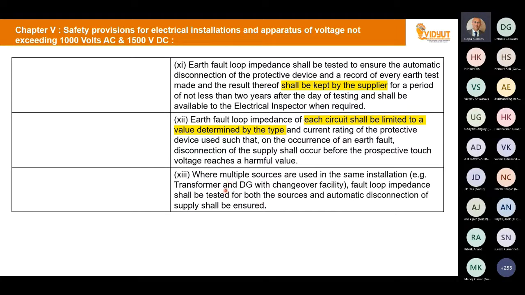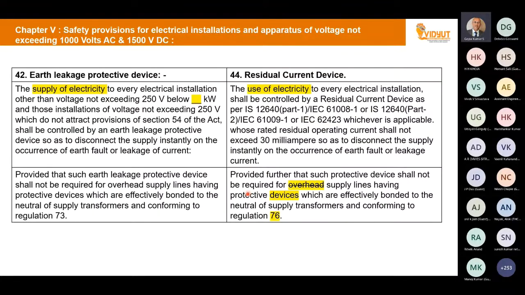Now, item number 3: where multiple sources are used in the same installation, like transformer and DG with changeover facility, fault loop impedance shall be tested for both the sources and automatic disconnection of supply shall be ensured. Once the type of source changes, the impedance of the circuit changes. An MCB may trip while working with a transformer supply, but it may not trip during a DG supply. So you should test for both.